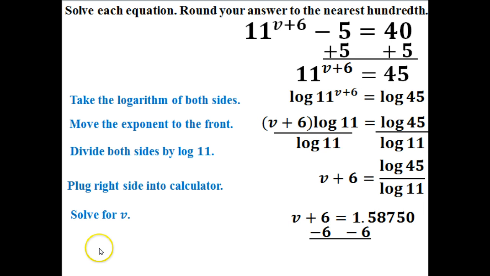And here it asks us to round the answer to the nearest hundredth. Hundredth would be 2 decimal places, so if we round to the nearest 2 decimal places, that is our value, negative 4.41. On your online homework, most of the time it asks you to round to the nearest thousandth, which is 3 decimals.